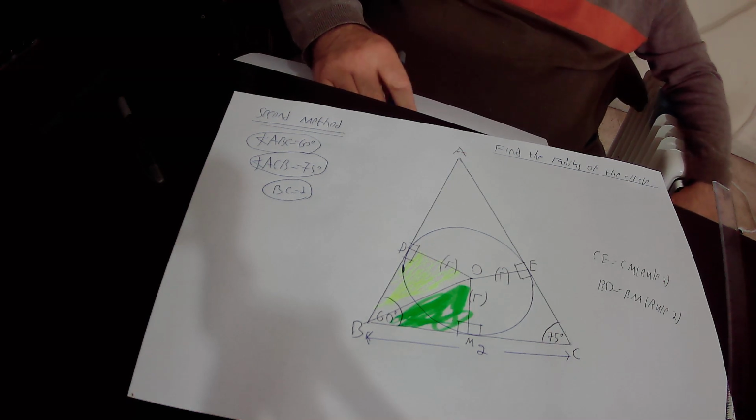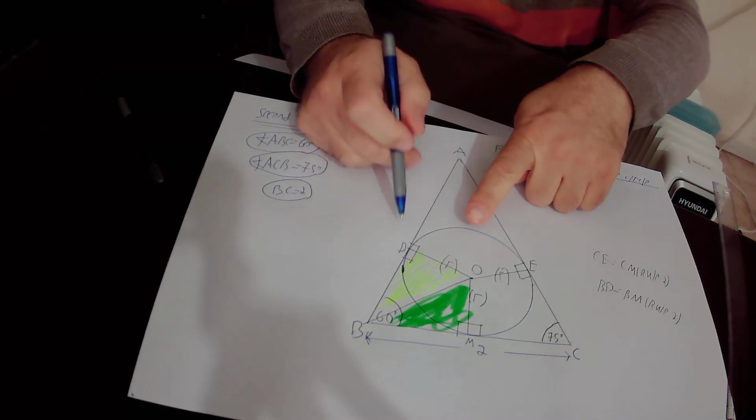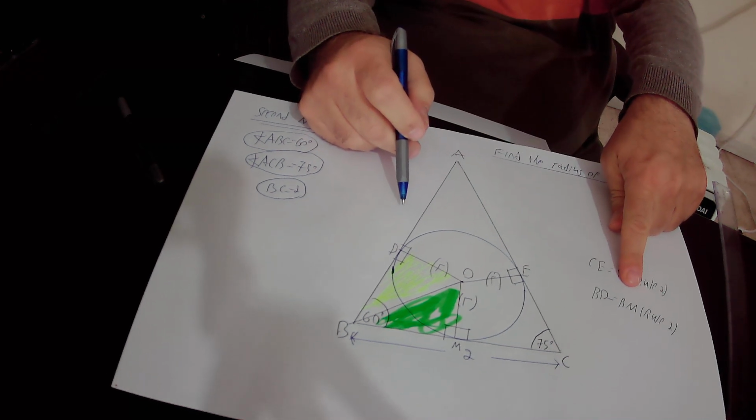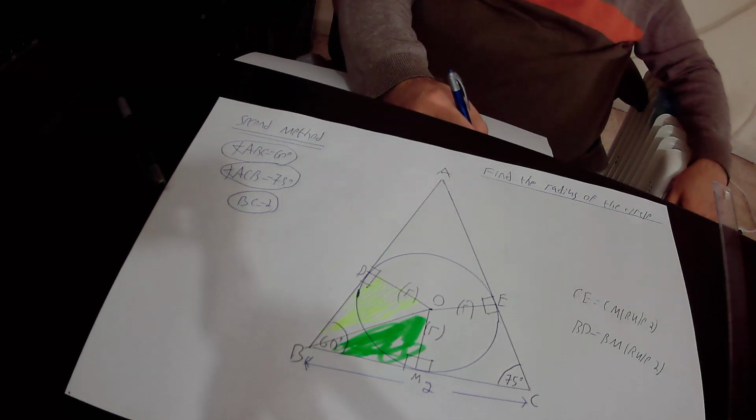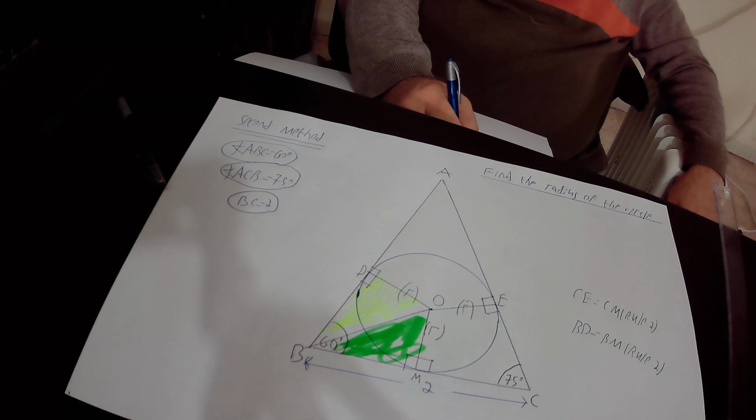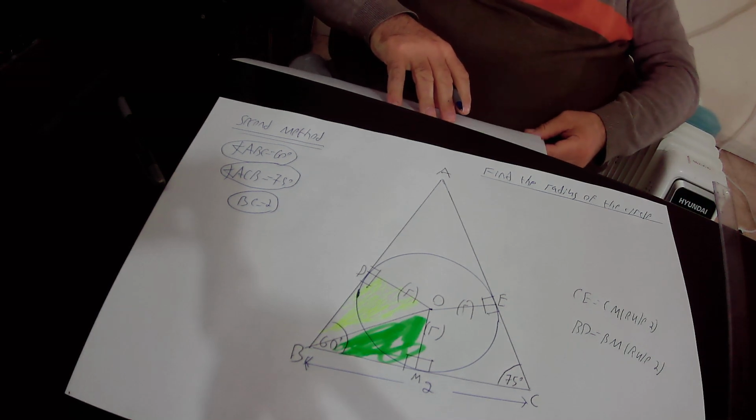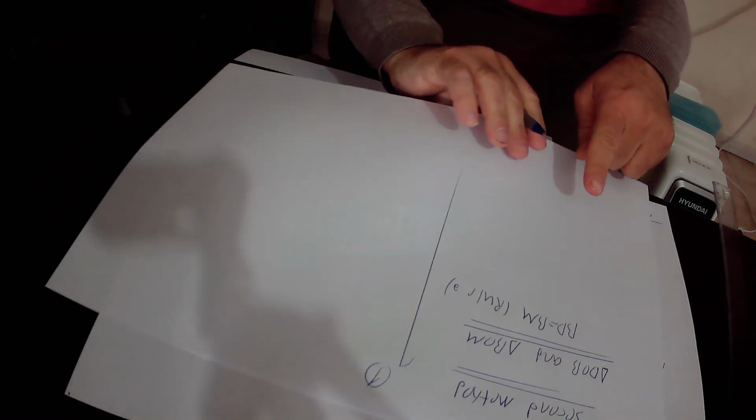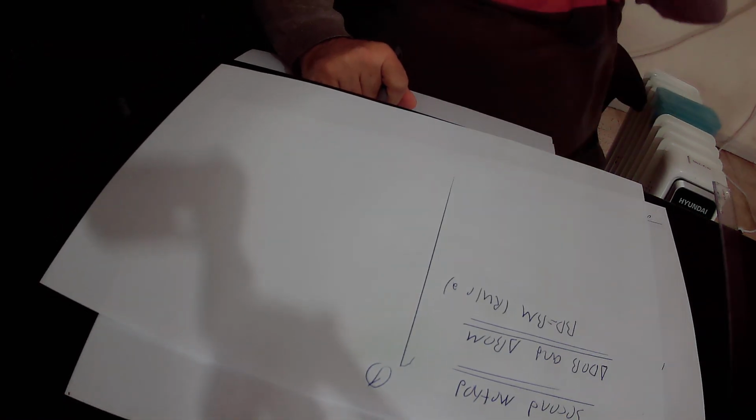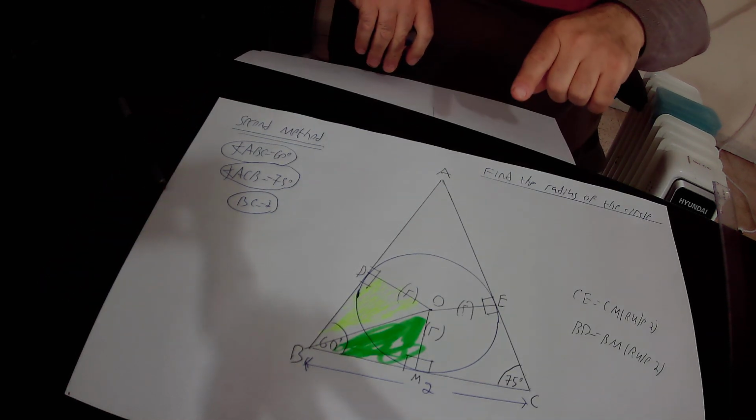First of all, BD equals BM according to rule number 2. Repeat again: side BD of the yellow triangle equals side BM of the green triangle according to rule number 2.